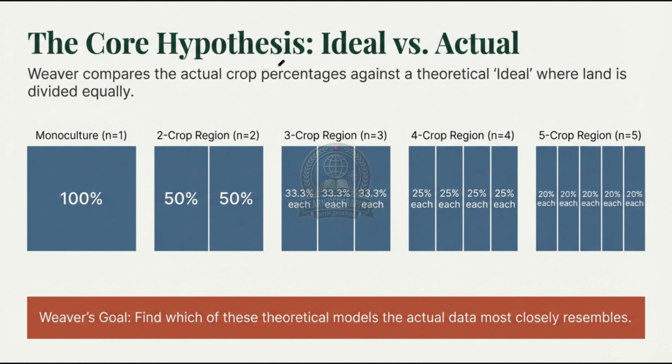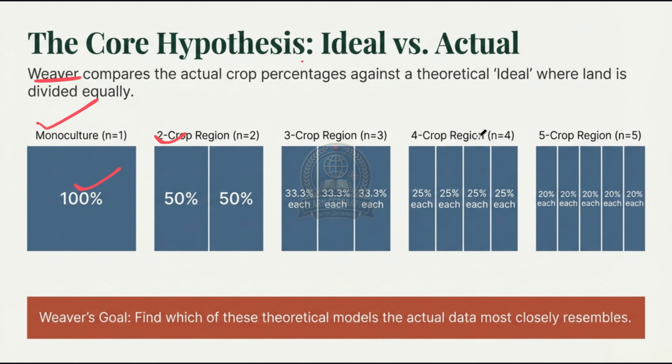Okay, the core hypothesis of his method is ideal versus actual. Weber compares the actual crop percentage against a theoretical ideal where land is divided equally. For example, monoculture, where n is equal to 1, n means the number of crops, is 100% area. Two crop regions, that is n is equal to 2, then 50%, 50%. Three crop region, n is equal to 3, 33.3% area, that means each crop has 33.3% of the area.